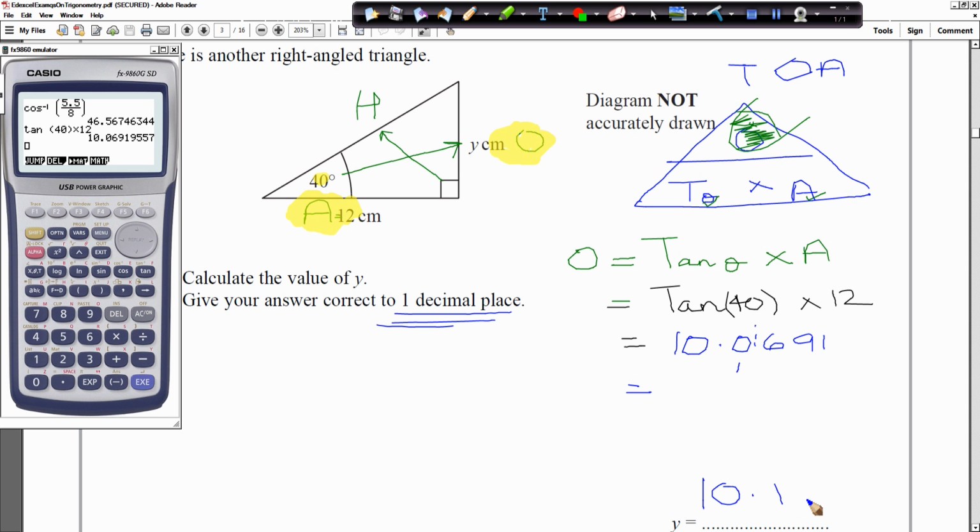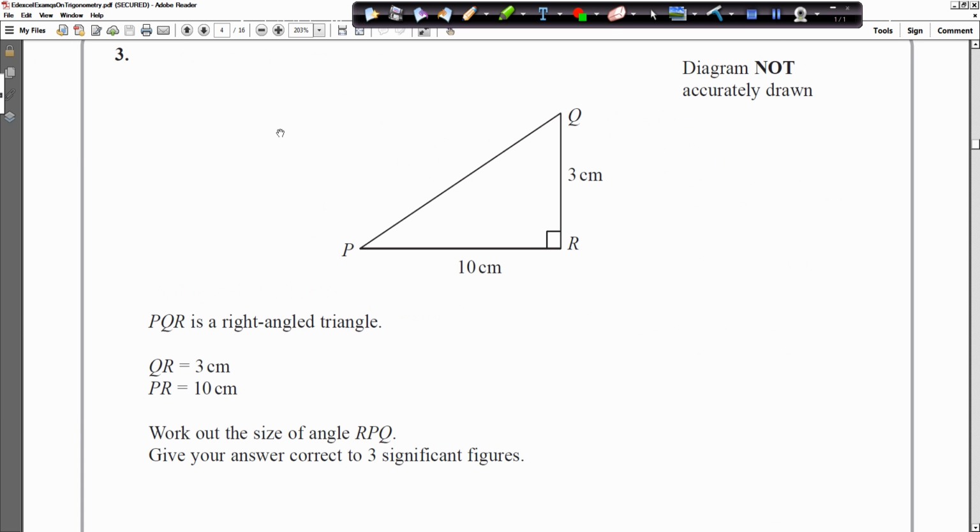10.1 centimeters to 1 decimal place. And that's the end of that particular question. The question, let's go through it now. Right, let's get back to this question.